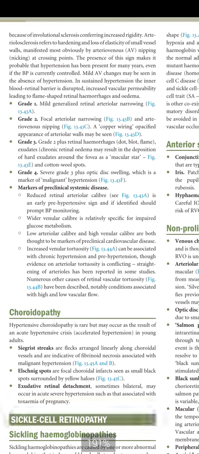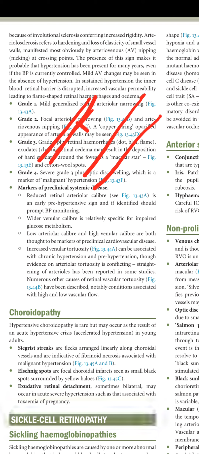Next is markers of preclinical systemic disease. Reduced retinal arteriolar caliber is an early prehypertensive sign and, if identified, should prompt BP monitoring. Wider venular caliber is relatively specific for impaired glucose metabolism. So there is a narrowing of the arterioles and a wide venular caliber, which shows impaired glucose metabolism. Low arteriolar caliber and high venular caliber are both thought to be markers of preclinical cardiovascular disease. Increased venular tortuosity can be associated with chronic hypertension and prehypertension, while evidence of arteriolar tortuosity is conflicting. Straightening of the arteries has been reported in some studies. Numerous other causes of retinal vascular tortuosity have been described, notably conditions associated with high and low vascular flow.